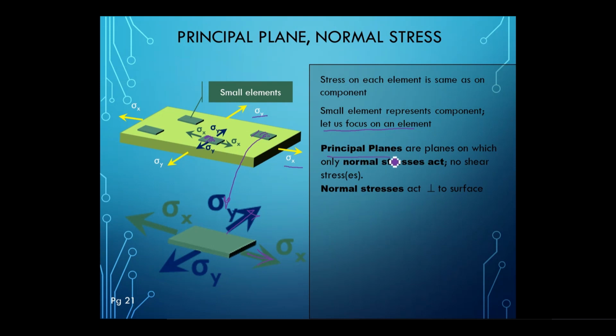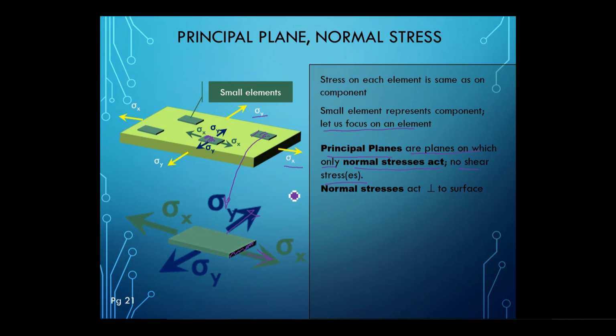Principal planes कौन से होते हैं? Principal planes are the planes on which only normal stresses act. Shear stress act नहीं कर रहा होता. तो principal planes वो होते हैं जिसमें stresses जो है वो सिर्फ normal stresses act कर रहे होते हैं. That means stress is acting normal to the surface. There is no shear stress or stress acting along the surface.